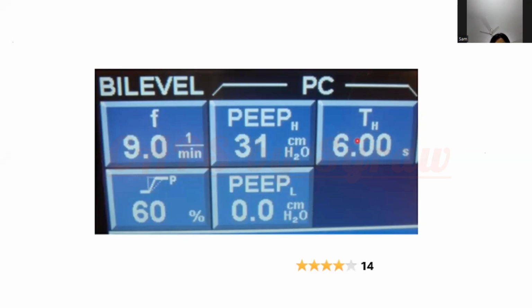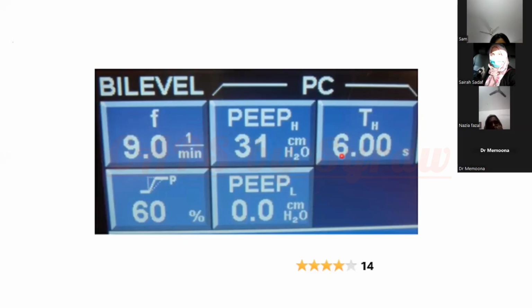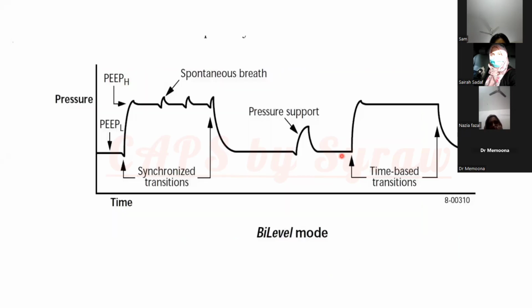So we have kept a reading of 6 here. This means that the vent will spend 6 seconds in inspiration and then it will switch into the expiratory phase. This is how it looks. You could see that there is a higher pressure time, then a lower pressure time, PEEP high and PEEP low. And during the inspiratory phase and expiratory phase, the patient can take his or her own spontaneous breaths. Now, these breaths can be supported with pressure if we have to add it. But the main point is that the patient can have spontaneous breaths apart from these PEEP high and PEEP low values.